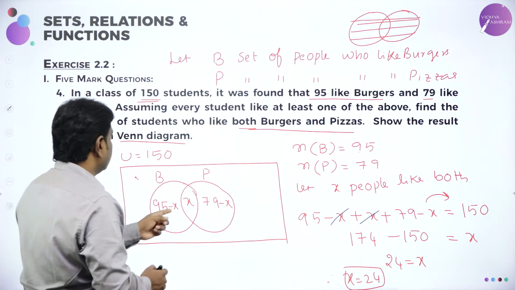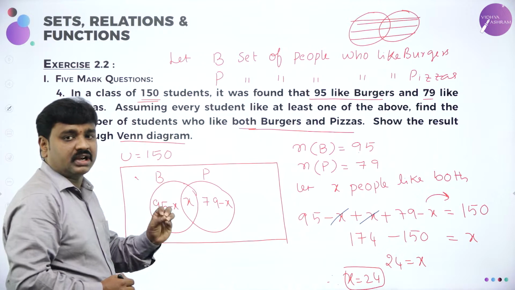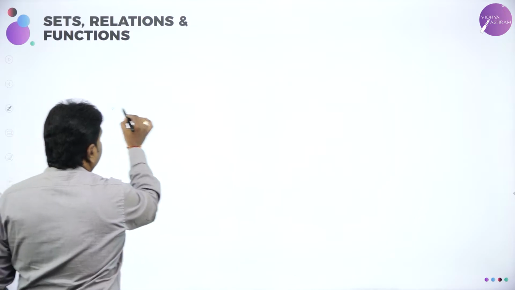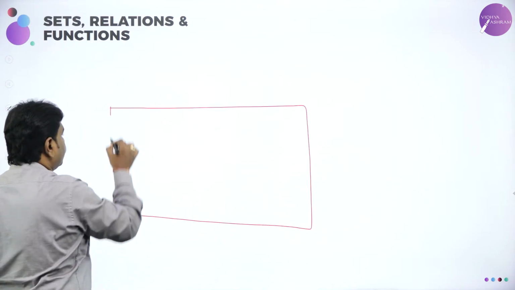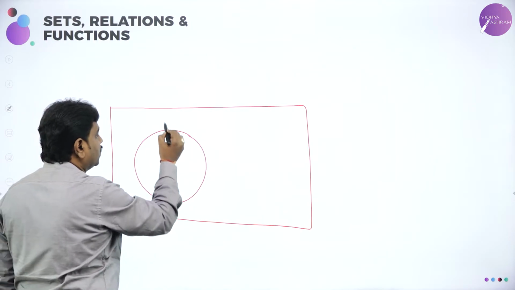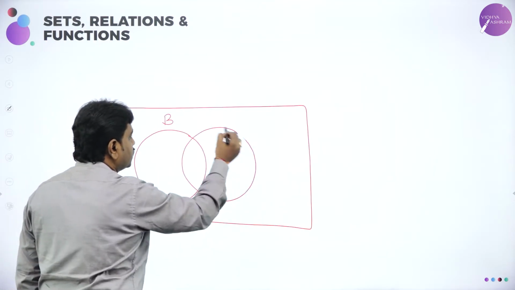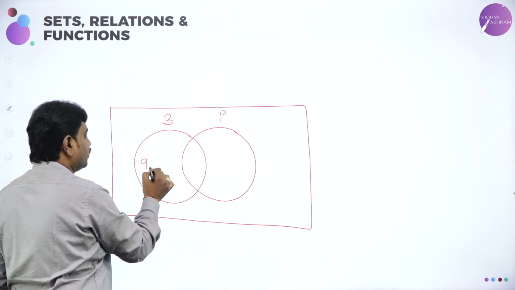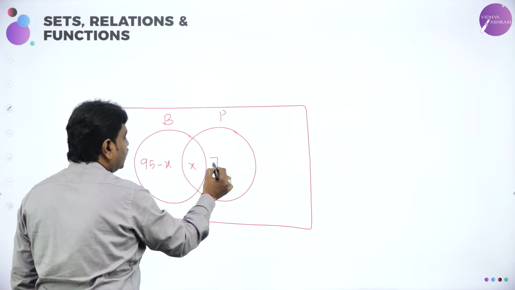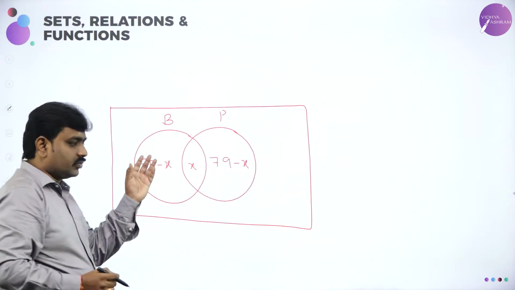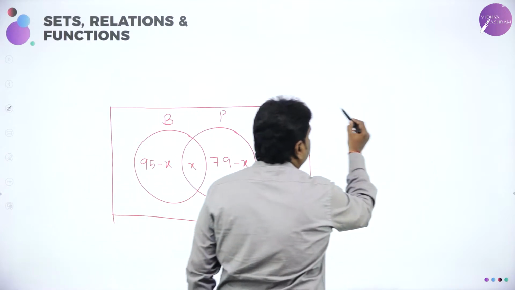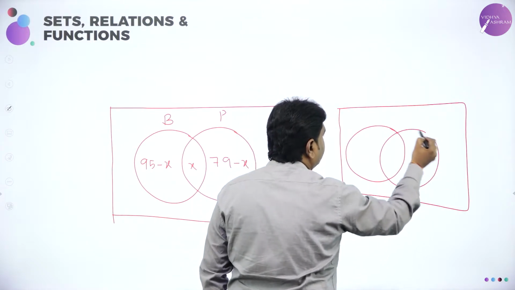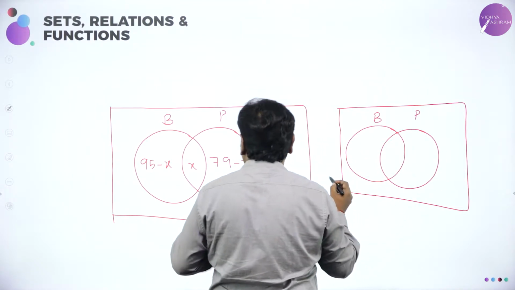So how many people like both? 24 people like both. So now I'll redraw the Venn diagram, or I'll represent a new Venn diagram filling all the values. In this Venn diagram, people eating burgers B, people eating pizzas P, and here we had x. So the incomplete Venn diagram was 95 minus x, x, 79 minus x. Now we will substitute in this. So if I substitute, the final Venn diagram is people liking burger, people liking pizzas, and 95 minus x.